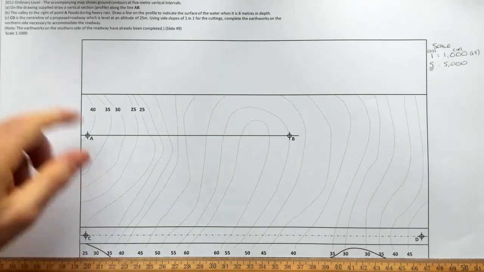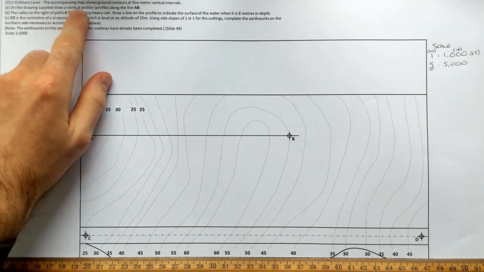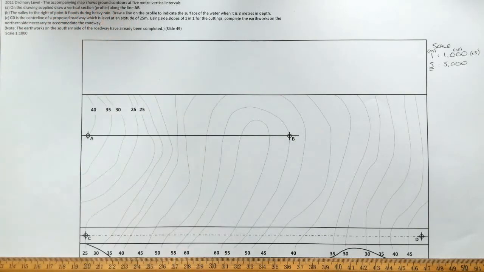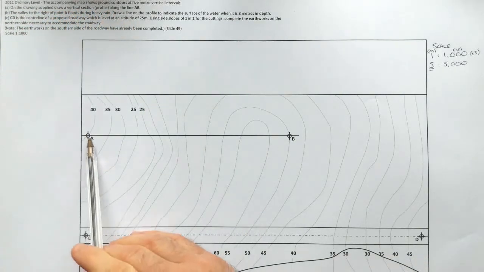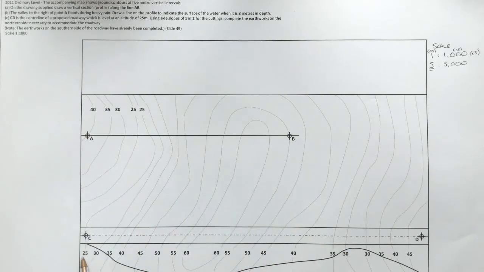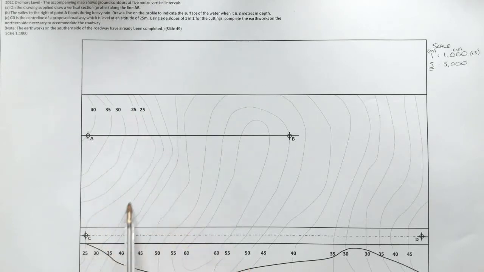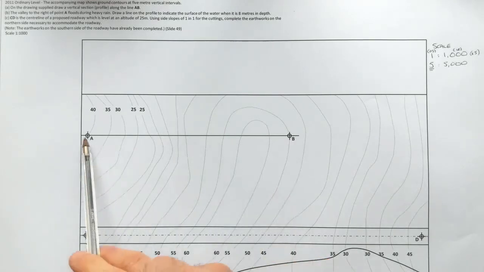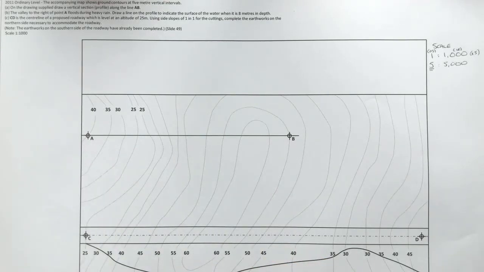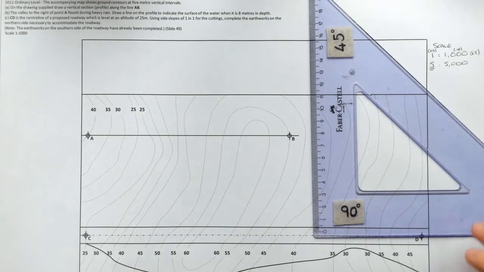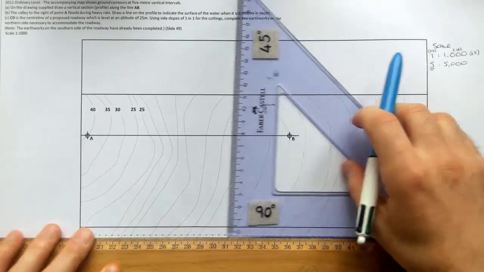Part A says, on the drawing supplied, draw a vertical section profile along the line AB. Looking along the line AB, here we have a profile and the various contour marks down here, so we can see 40, 35, 30, 25, 25. This one is the 25, the next one is 30, and so on, going over as far as 50 as well. Our lowest is 25, highest is 60, and it starts at 40.